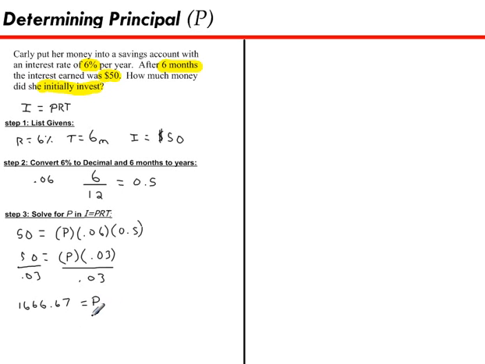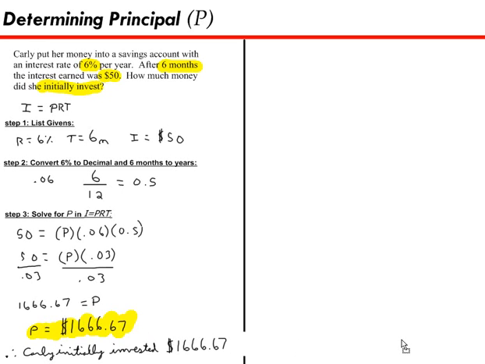And I'd like to express my final answer with the variable on the left-hand side. So I'm just going to do a flip and say P is equal to $1,666.67. And that's my final answer. And finally, my concluding statement says this: therefore, Carly initially invested $1,666.67. And that's my problem solved.